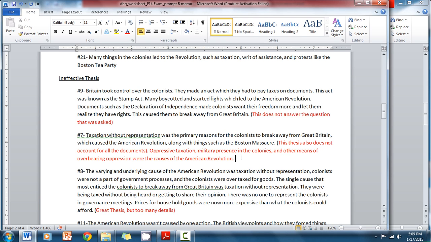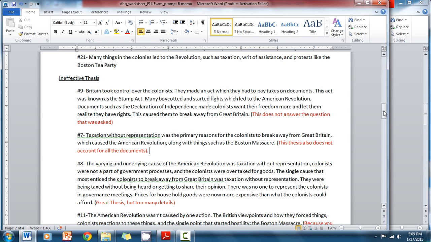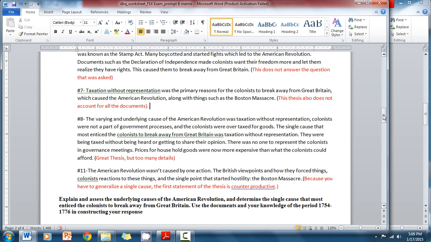So anyway, and then you have to answer the second part of the question. What was the most enticing cause? So that's a second sentence. The most enticing cause was, and you have to figure out what that is, whether it's the lack of freedom or restricted trade. You have to figure out something to cite as the most enticing cause.